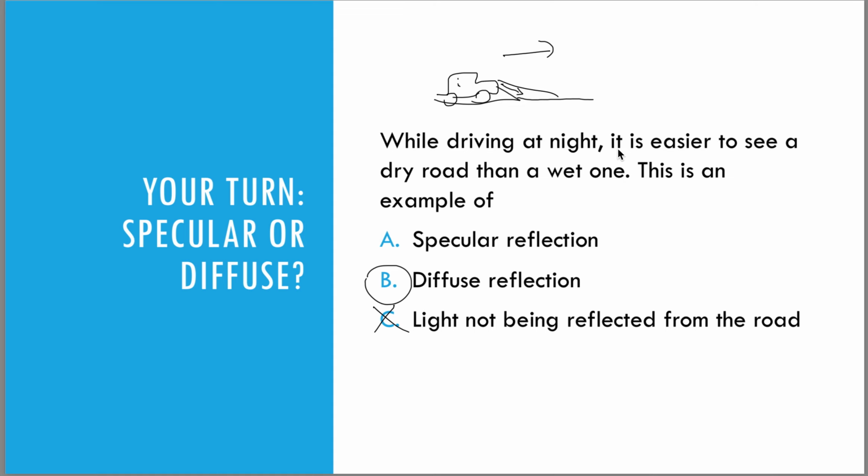So diffuse reflection means that the surface is rough and the light will reflect in all directions. So yes, there is some light that is going to reflect back this way, but because of the rough surface, there's also some light that is going to reflect into our eyes, and we learned in a previous video that's how we see things when light reflects into our eyes. So diffuse reflection that reflects this light in all directions is what allows us to see the road in front of us.